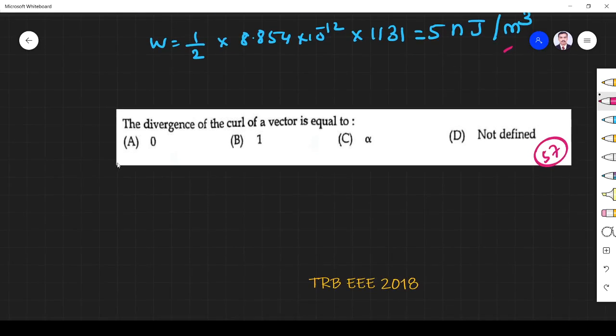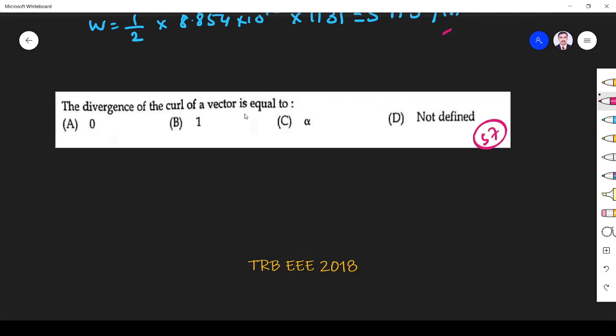Next one, the divergence of a curl of a vector. Divergence means del dot. Curl of a vector, let us assume the vector is A, is del cross A. So del dot del cross A is the divergence of the curl. We know divergence means spreading, curl means rotating. This is asking whether a rotating vector will spread. No. The answer is option A. So del dot del cross A is equal to 0.